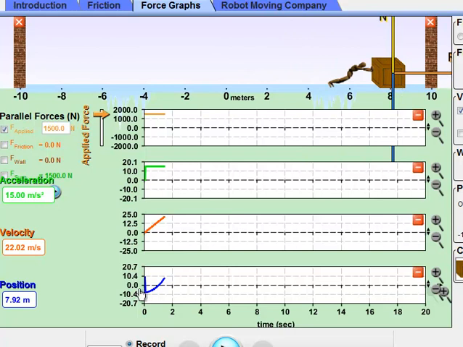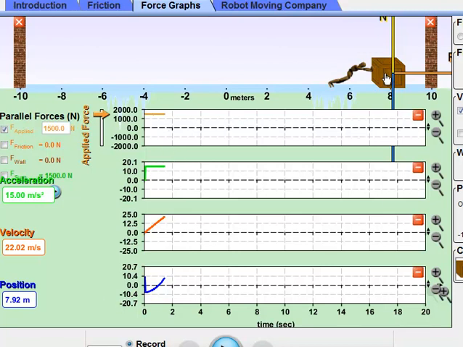And there we go. So notice the acceleration is 15 meters per second squared. Notice this velocity now, the line is a lot steeper, and of course the gradient increases much more quickly. So this line rises and the gradient increases much more quickly, which means the velocity is increasing more quickly, which means the acceleration is greater because the force is greater.